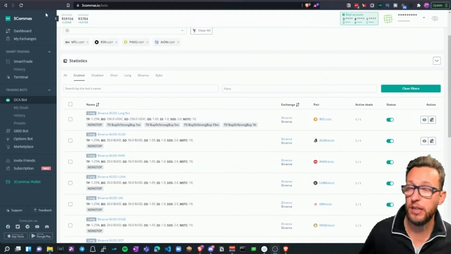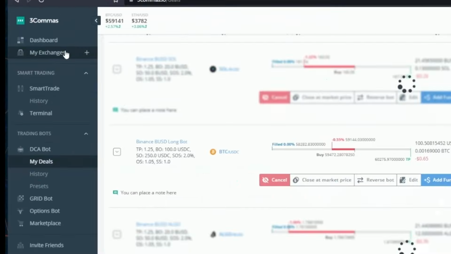On your left-hand side, we have our exchanges here. So you'll be connecting up to something like Binance or Bybit. We have a smart trading panel here that I don't use particularly much. It helps you to trade better. The DCA bots are the things that we're going to be looking at today and setting up. We have a grid bot and option bots and some marketplace. The marketplace is where you can buy other people's signals. I don't use that either myself, but today we're going to be looking at the DCA bots.